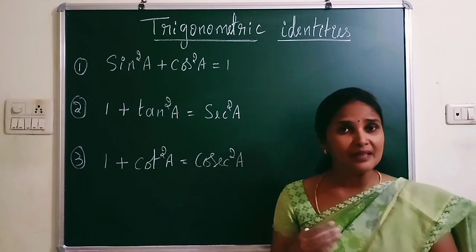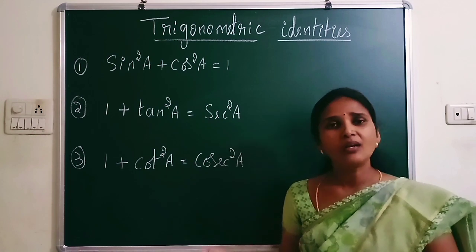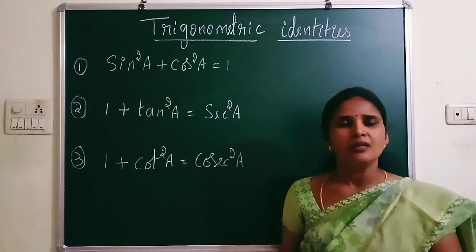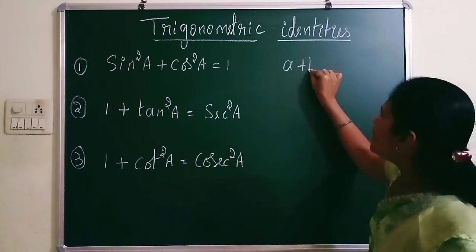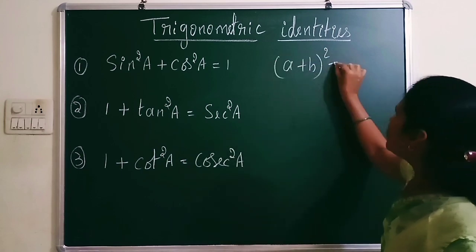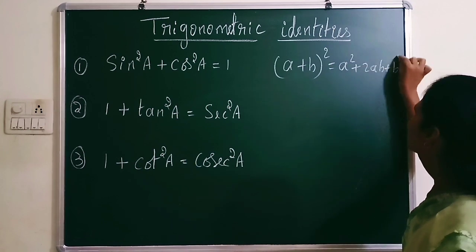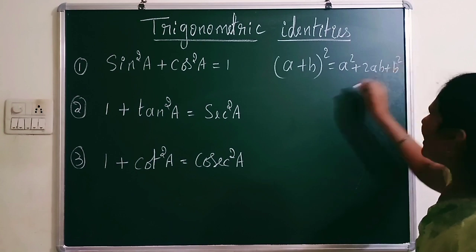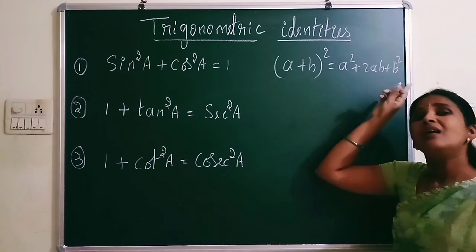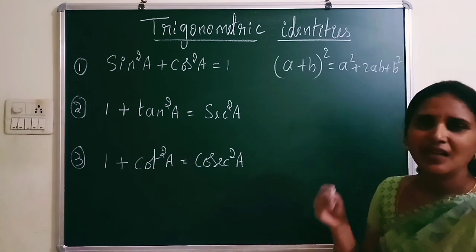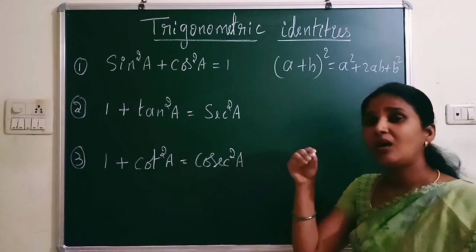All these are identities. Why do we call them identities? Why are not all statements identities? Let me give one small example. As you learned, a plus b whole square is a square plus 2ab plus b square. All will agree that a plus b whole square equal to a square plus 2ab plus b square is an identity. If I give another statement, just check whether it is an identity or not.